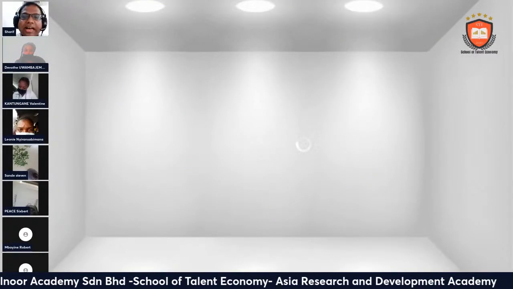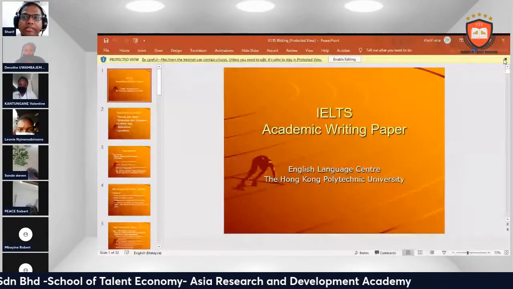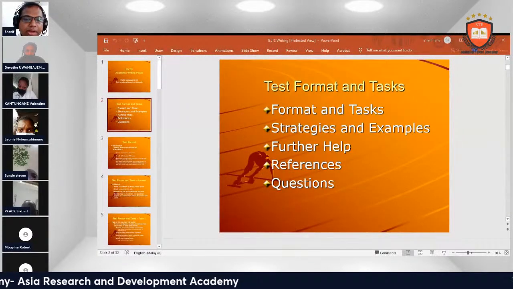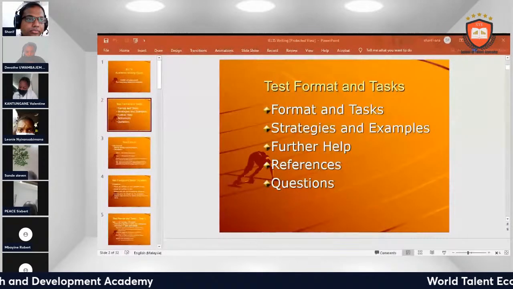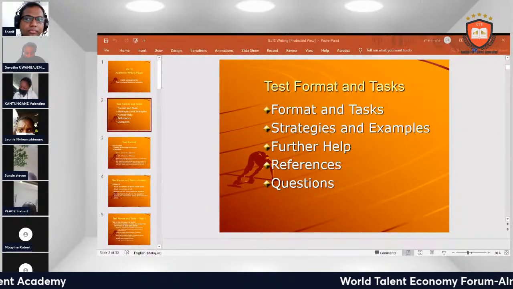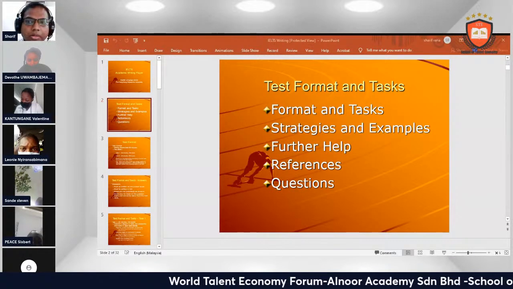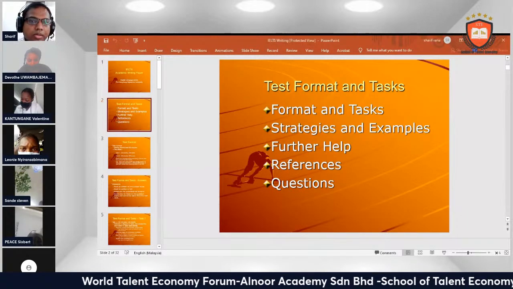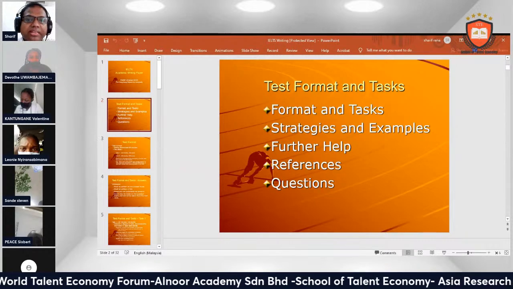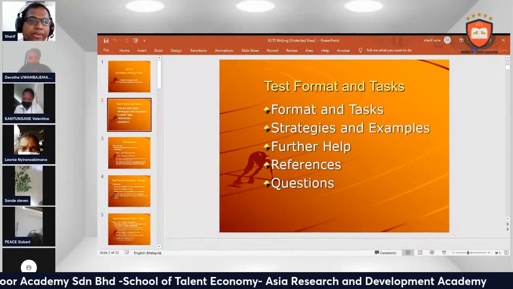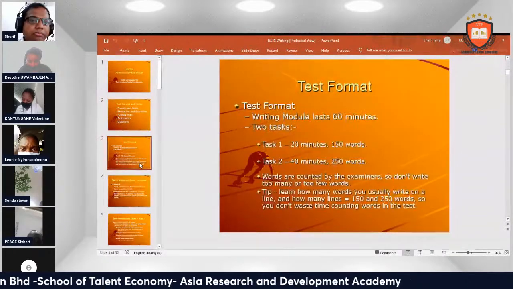We will discuss the academic writing paper. So, test format and the task, strategy and example, further help, reference and questions. These are our basic things.